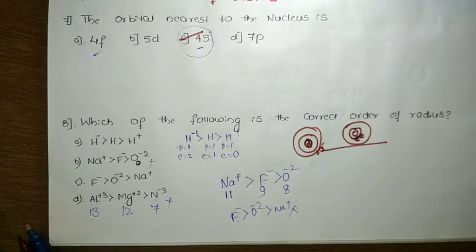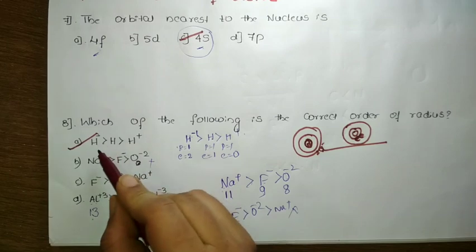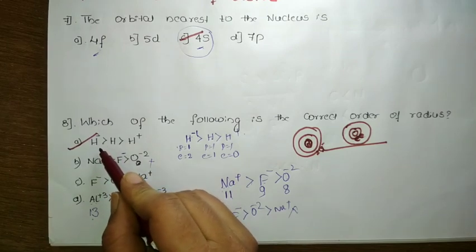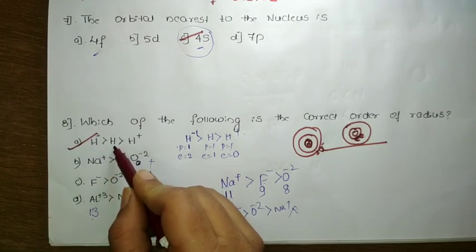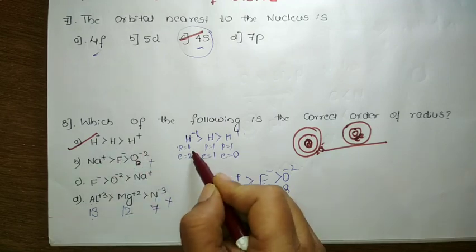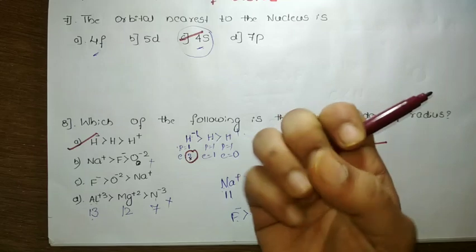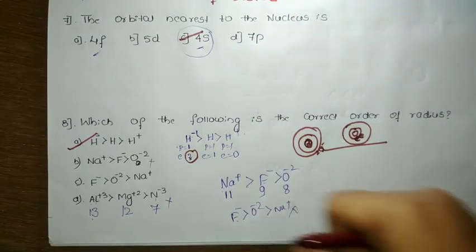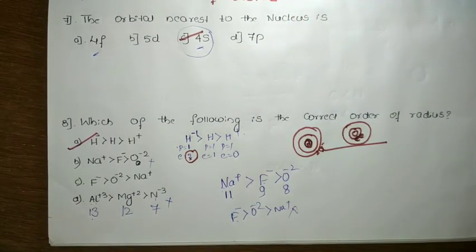So it's option 1 which is correct, that is, the hydride ion has the largest atomic radius, followed by hydrogen, followed by H plus. Why is the hydride ion larger? Due to electron repulsion, the size increases. So this is the 2018 question number 2 over here.